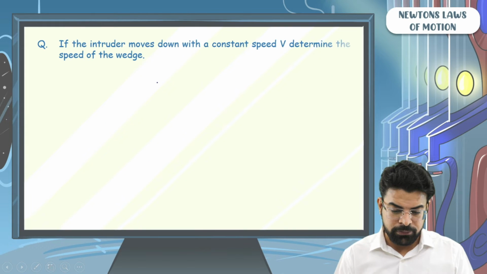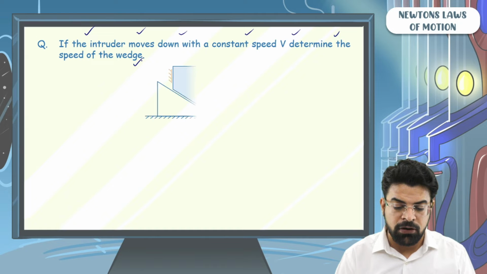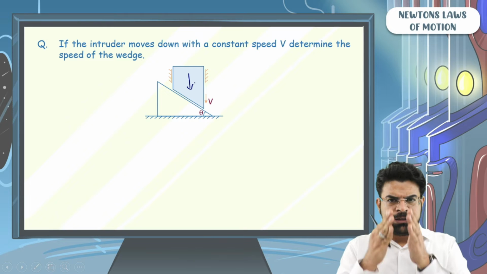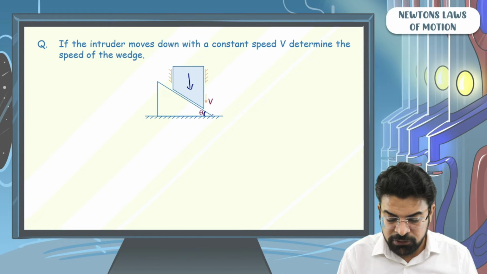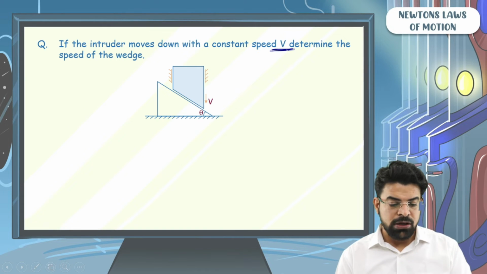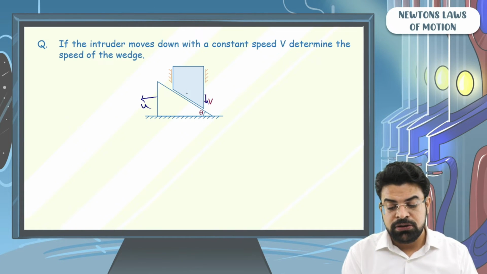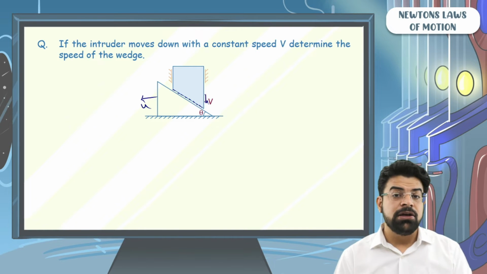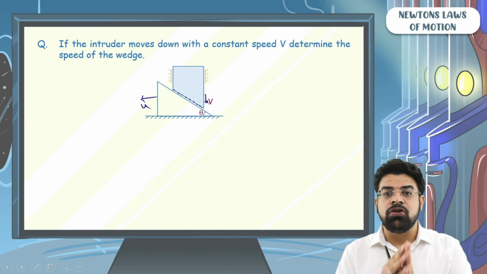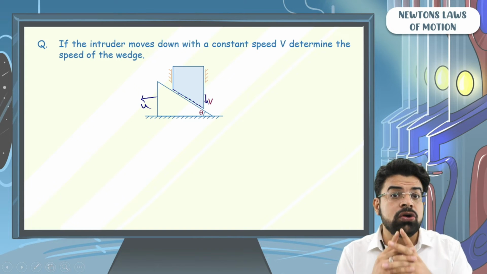The first example: if the intruder moves down with a constant speed v, determine the speed of the wedge. So in this case, there is an intruder going down with a constant speed v. The inclination of the wedge is theta. You need to find the speed of the wedge. So what has to be the relationship between the speed of the wedge and the speed of the intruder, so that the intruder always maintains contact with the surface of the wedge? We have just learned that if two bodies are in constant contact, then they should have the same velocity and the same acceleration along their normal.